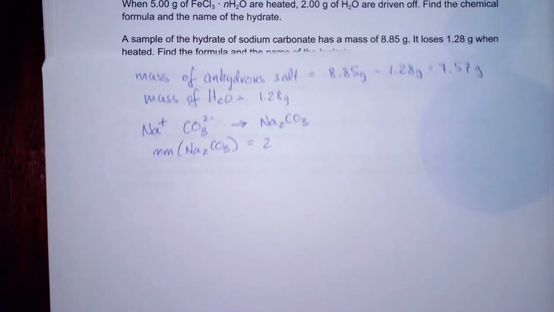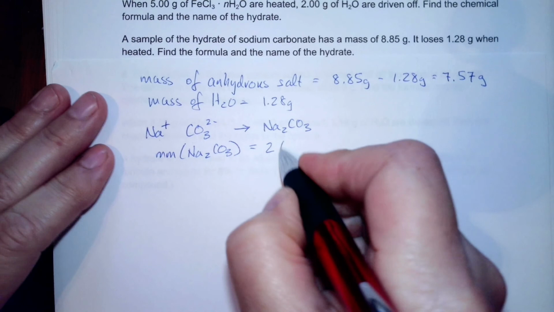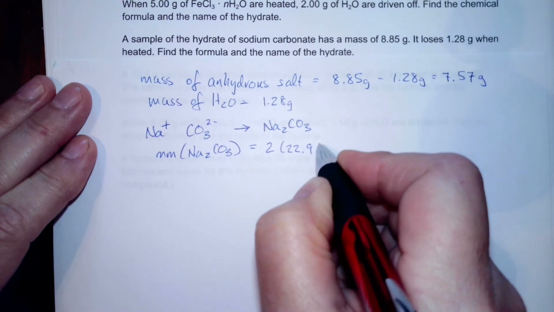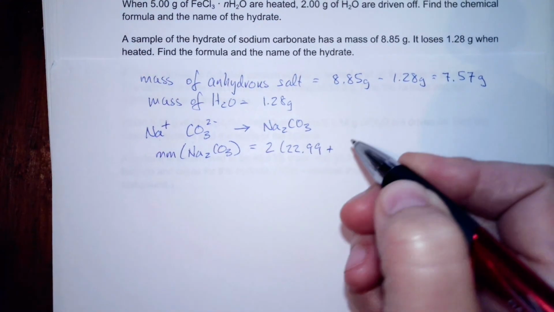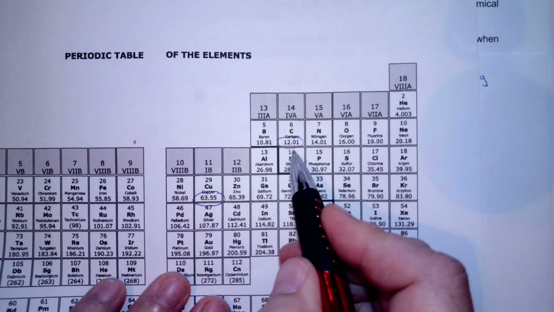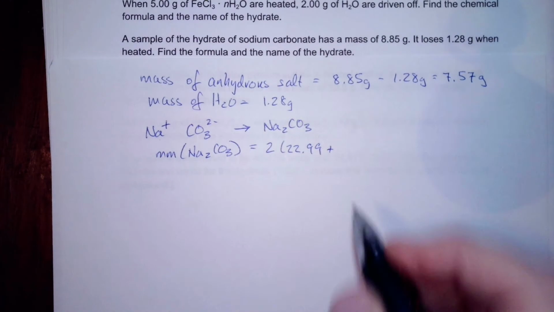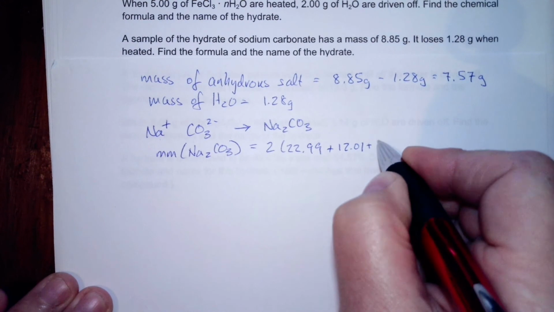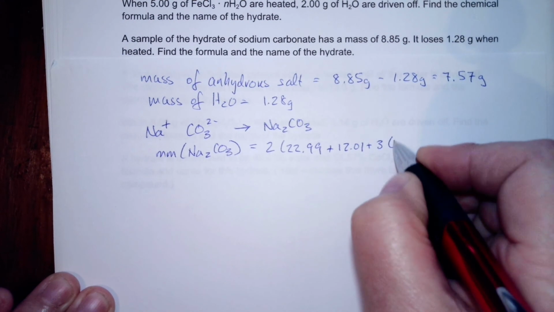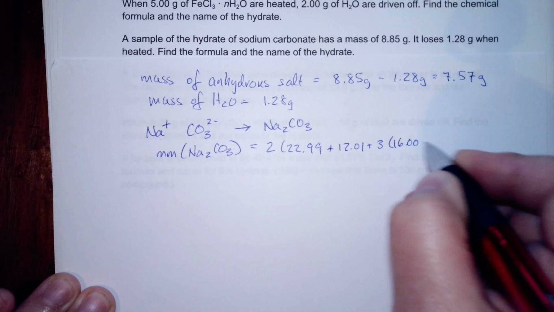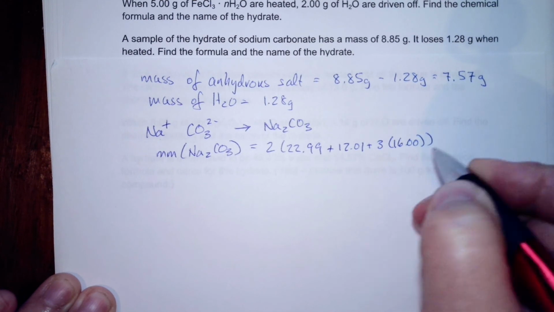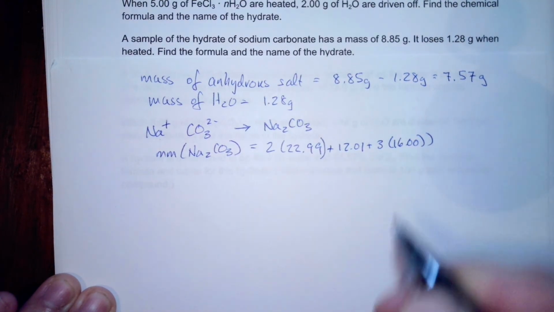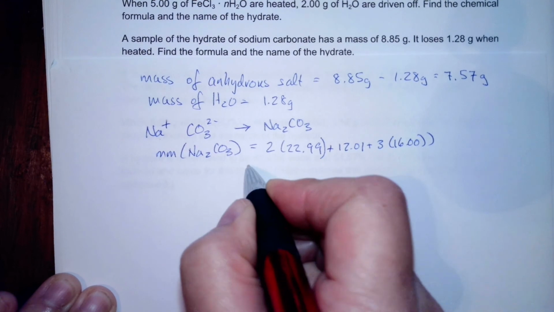Okay, so the molar mass of sodium carbonate is going to equal 2 times the molar mass of sodium, 22.99, plus the molar mass of carbon, which is 12.01, plus 3 times the molar mass of oxygen, which is about the most memorable on the periodic table, 16.00. There should be an end parentheses there.